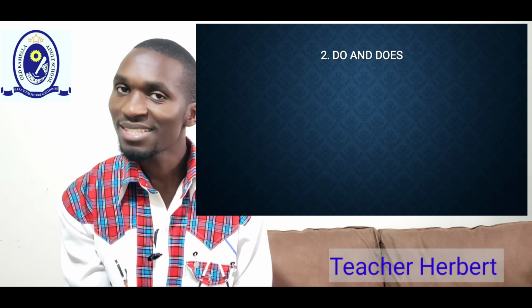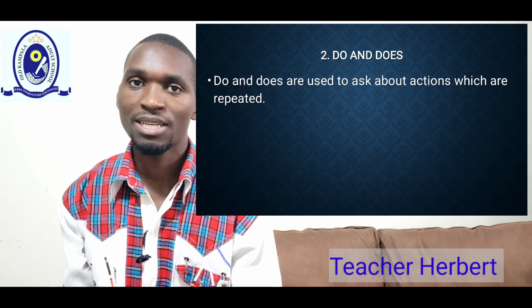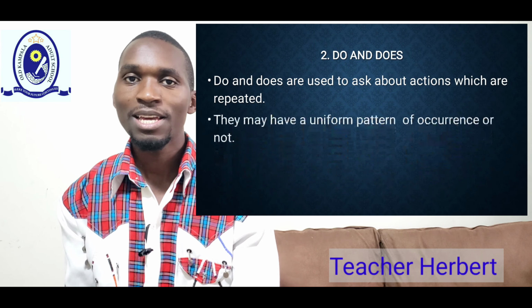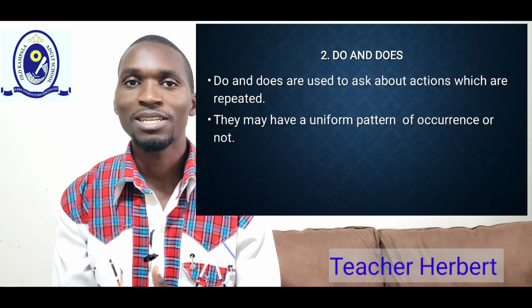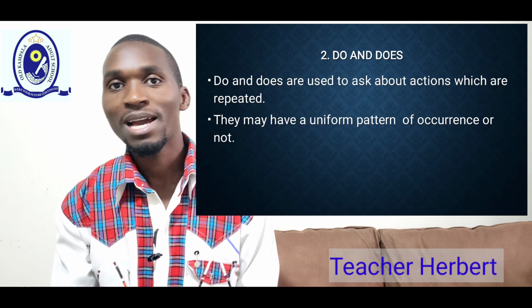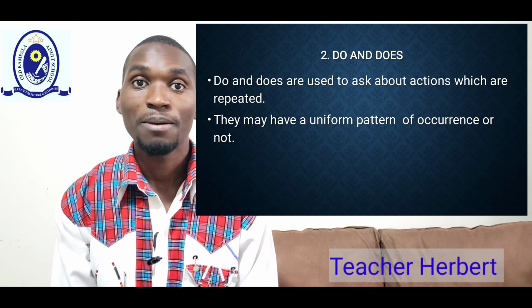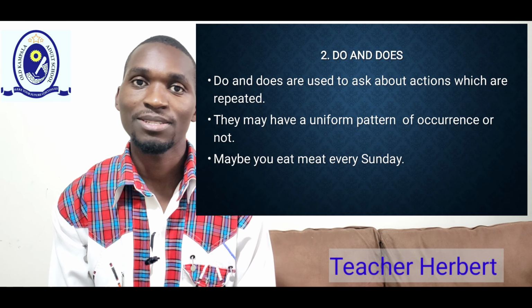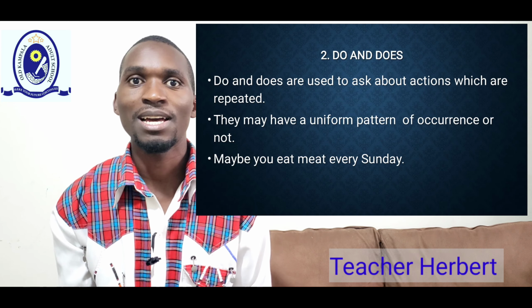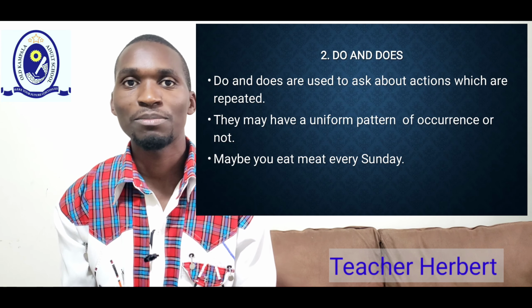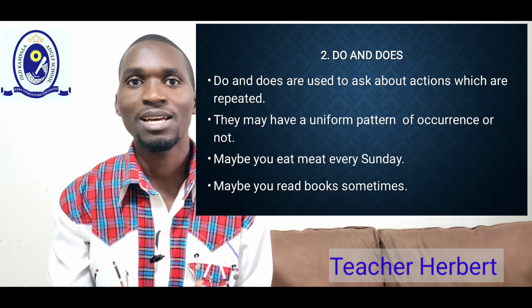Then let's look at do and does. Now, do and does are used to talk about actions which happen and are repeated. You do it now, you do it again tomorrow, you do it again maybe next week. They may have a uniform pattern of occurrence, or they may not. Maybe you eat meat every Sunday, so that has a uniform pattern because you do it every Sunday.